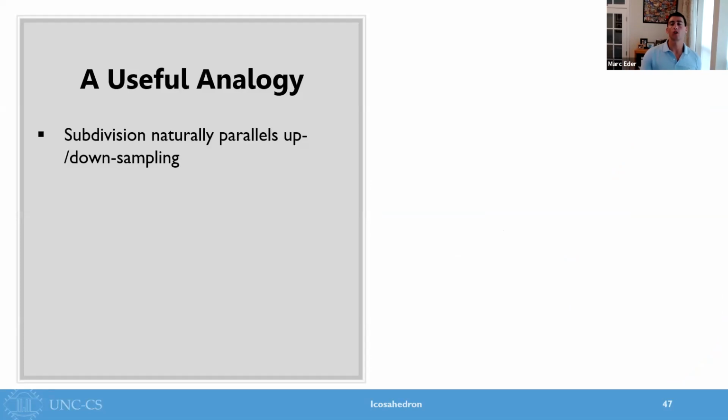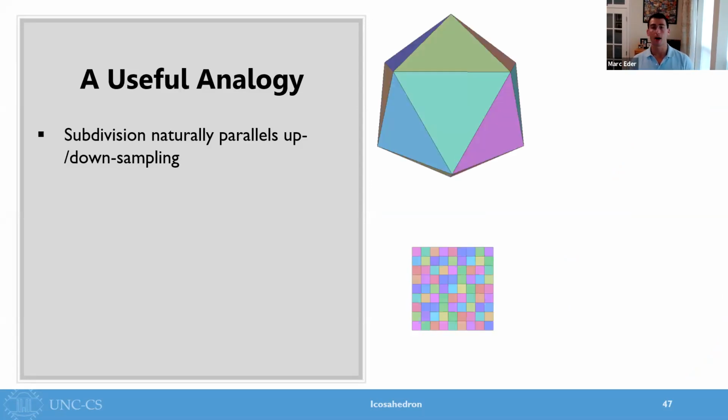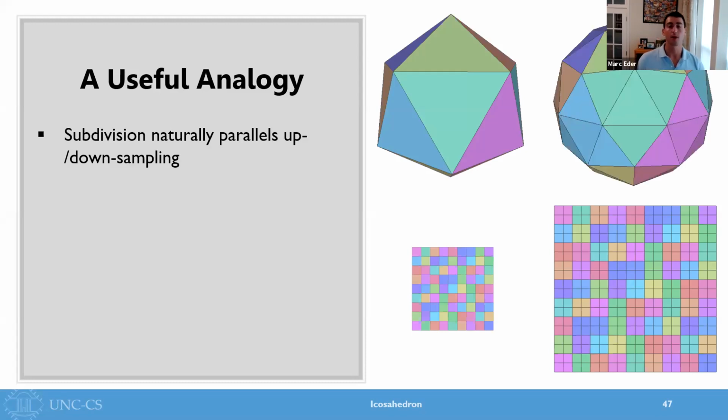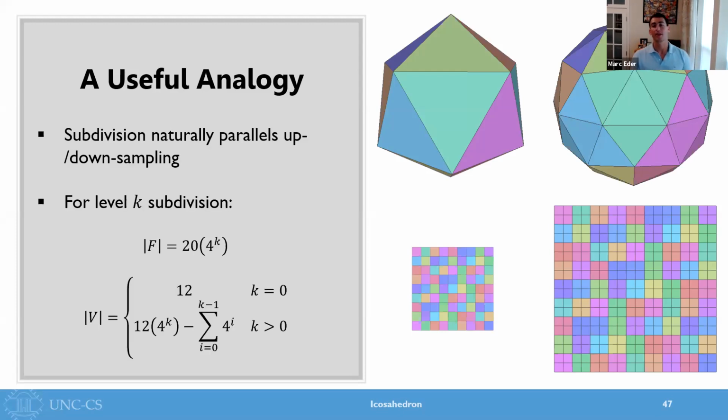Now, all of these works are built around this useful analogy between subdivision and image upsampling and downsampling. If you look at the bottom, we have a pixel grid, and above it, you see a regular icosahedron. When we upsample the image, each of those pixels becomes 4 pixels. Similarly, if we were to subdivide an icosahedron, each face becomes 4 faces. Here are the equations on the left for the number of faces and vertices. Don't worry too much about the numbers. The thing to note is this factor of 4.